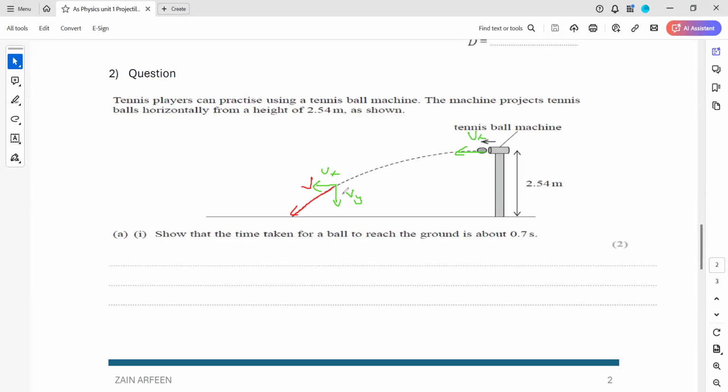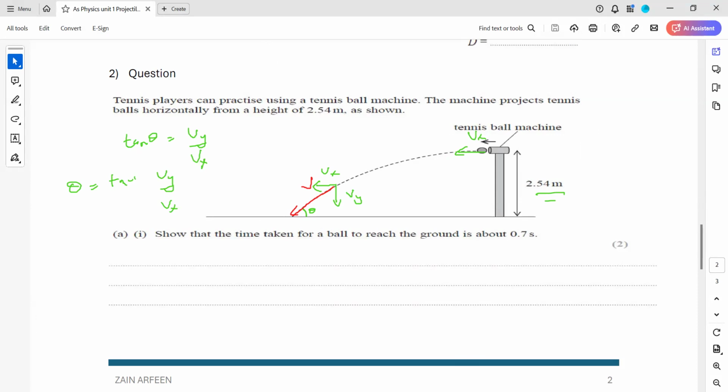This horizontal component of the velocity is the same throughout. But what about the vertical component? The vertical component depends on the height from which we drop. It does not depend on the horizontal speed, because the two components are independent of each other. And if we need the angle at which it hits the ground, because we have the perpendicular and the base, tan theta equals perpendicular divided by base, like the vertical component of velocity divided by the horizontal component. Or theta equals tan inverse of the vertical component divided by the horizontal component.